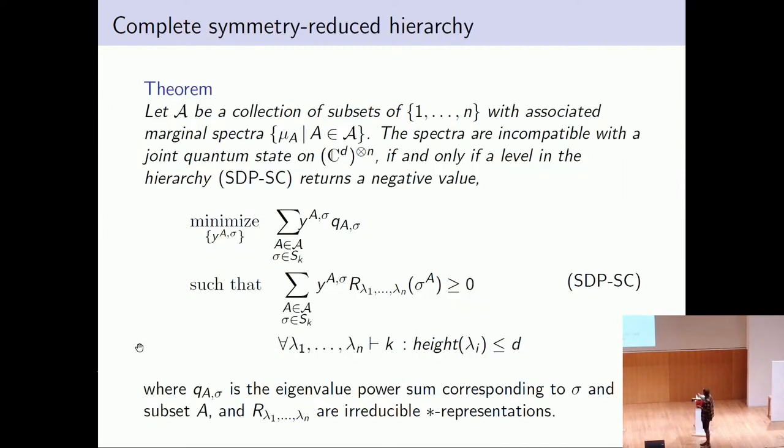This is the complete theorem that I probably don't want to explain, but you essentially just have these individual irreducible star representations where you check positivity.